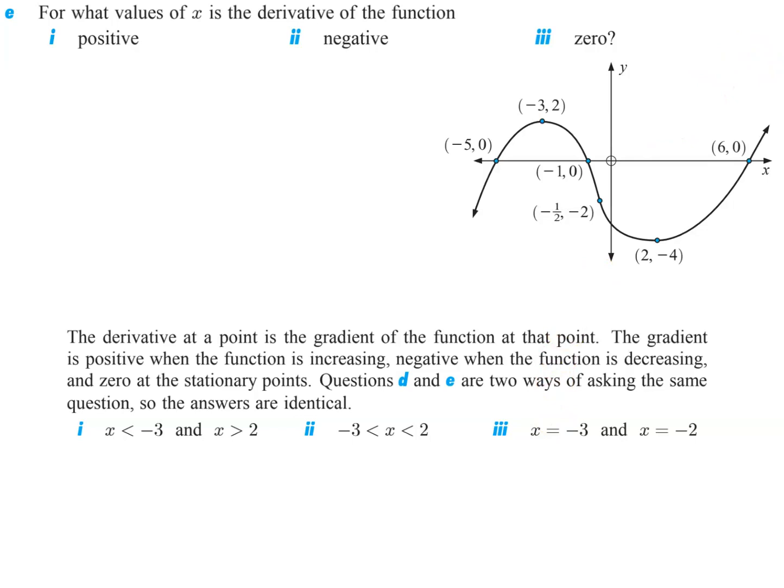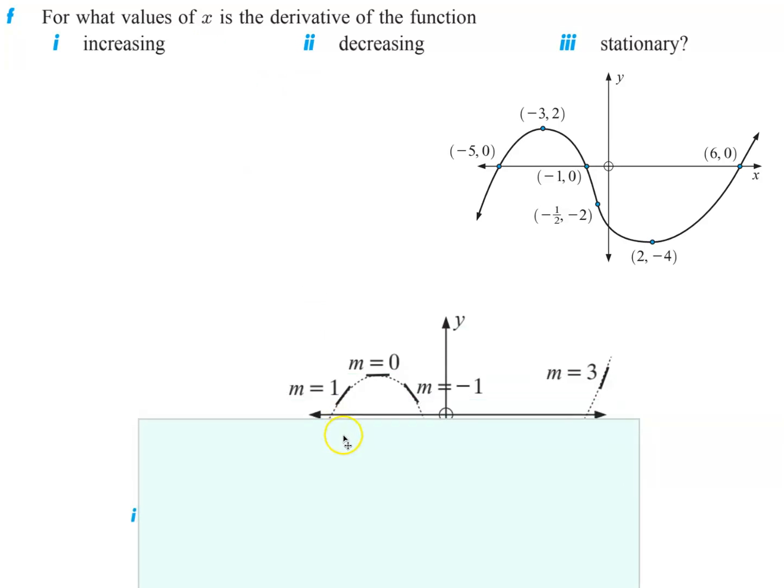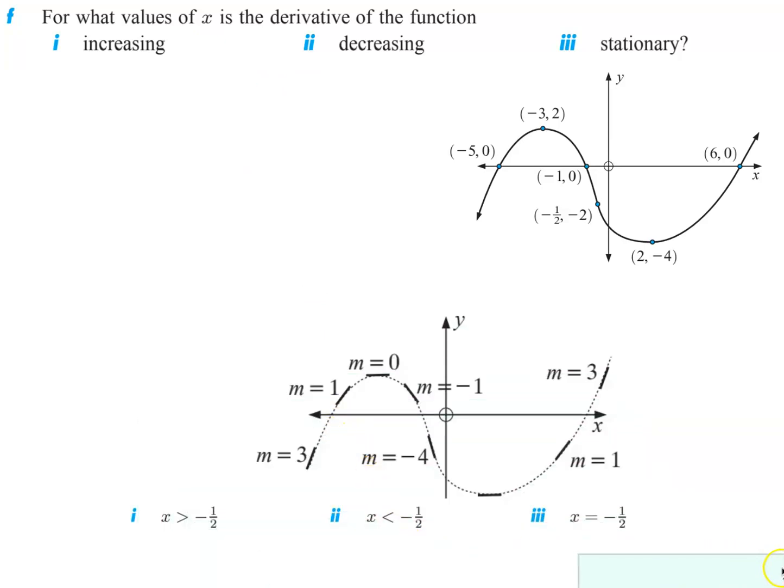Okay, here's the tricky question. For what values of x is the derivative of the function increasing, decreasing, and stationary? So not the function, but the derivative of the function. I've got a little diagram hiding under here, so I'll show you that right now, and then we'll discuss this. So this is the tricky question. When is the derivative increasing?